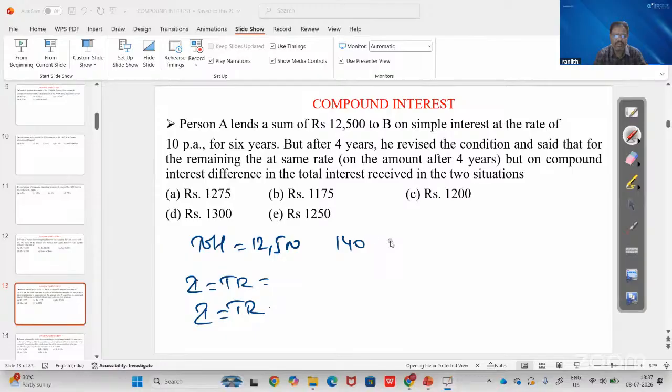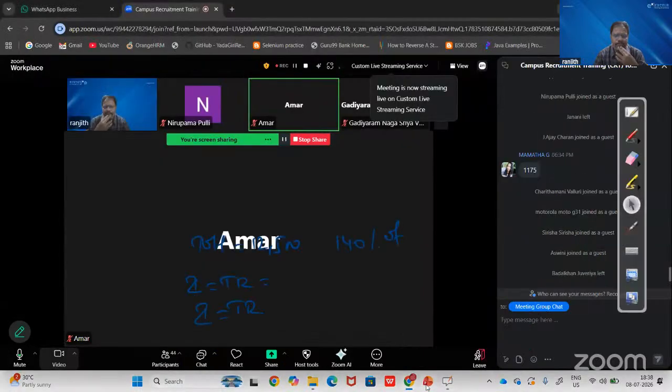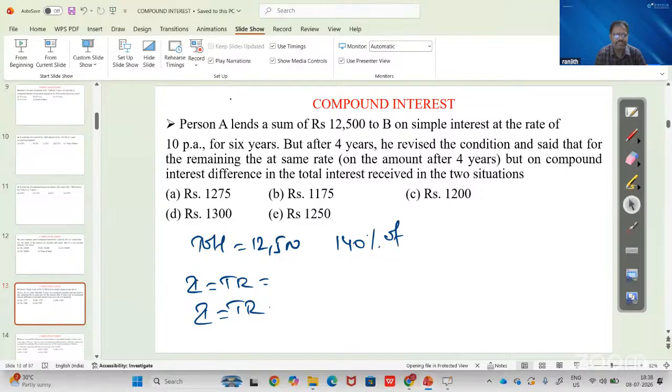So if I take 140 percentage, 140%, it's not 140. 2 years will be equal to 1175 times 25 as 3. 1 percentage equal to 10 percentage equal to 1250. 10 percentage for 6 years. 10 into 6 is 60.